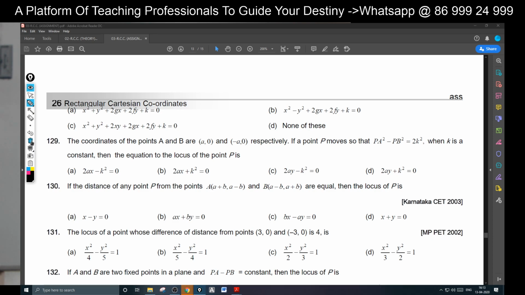Next question. If the distance of any point P from the points A plus B, A minus B, and B, A minus B, A plus B are equal, then the locus of it. This is also an interesting geometrical figure. Anyway, you just solve it first. Take P as xy.